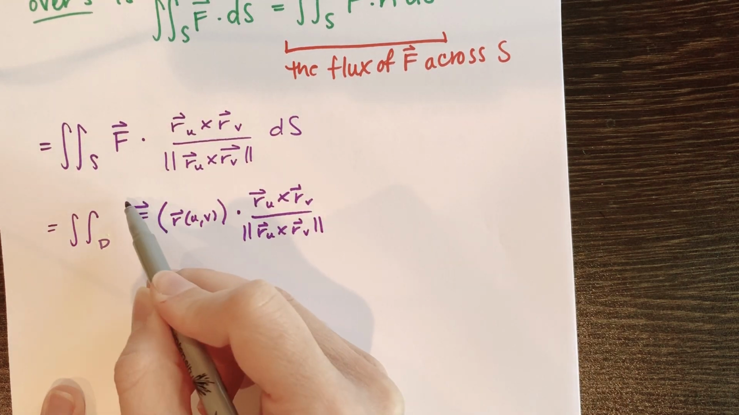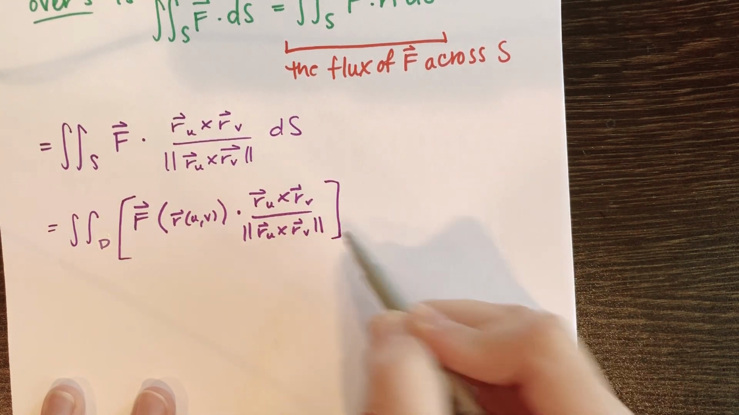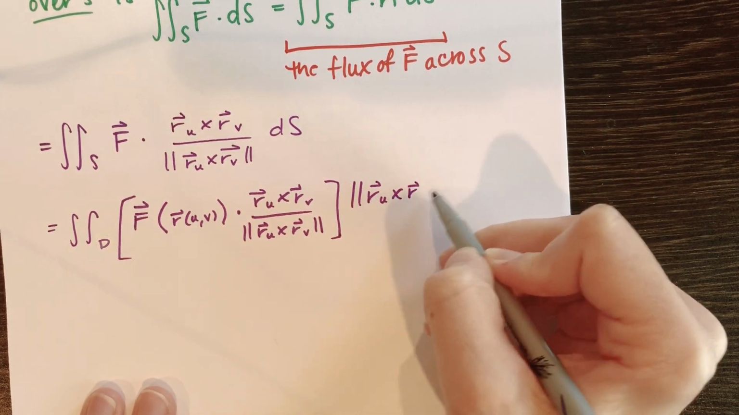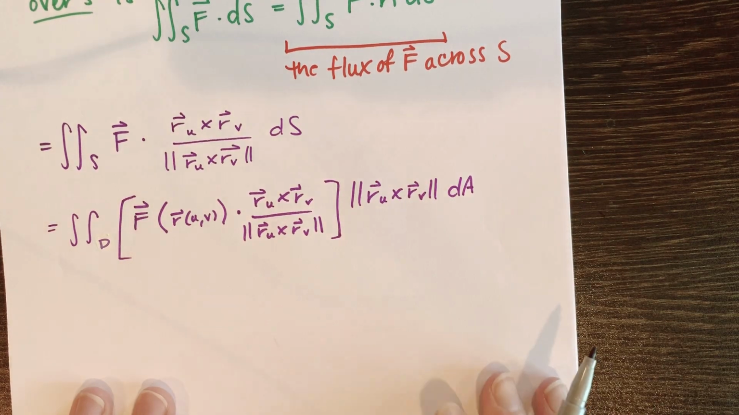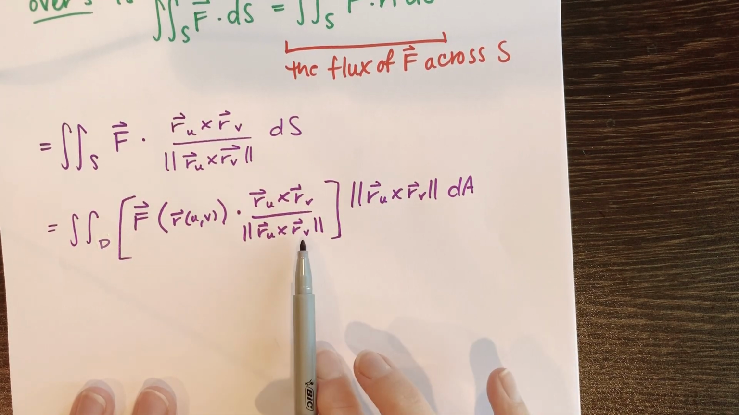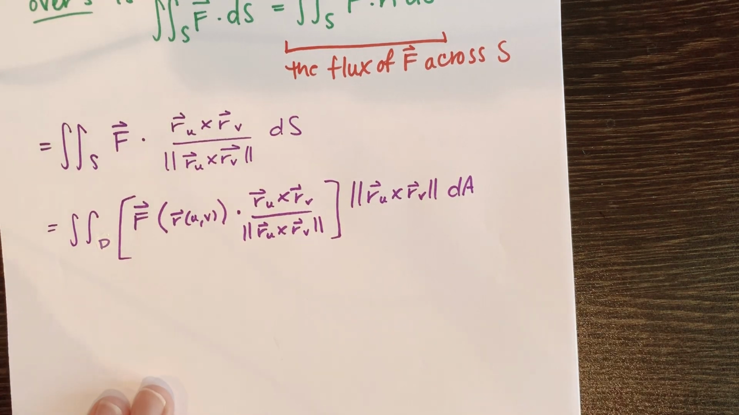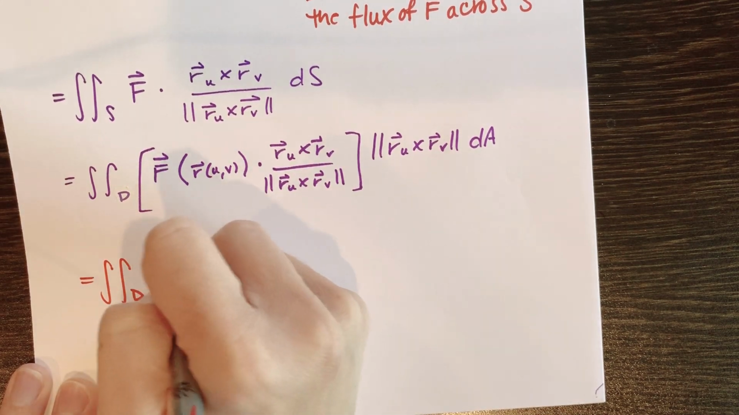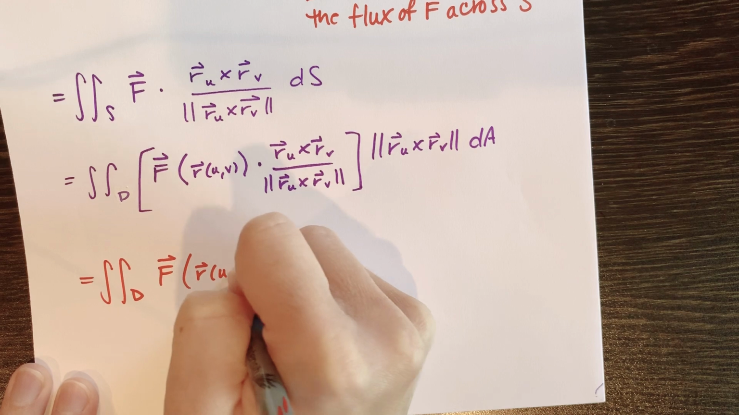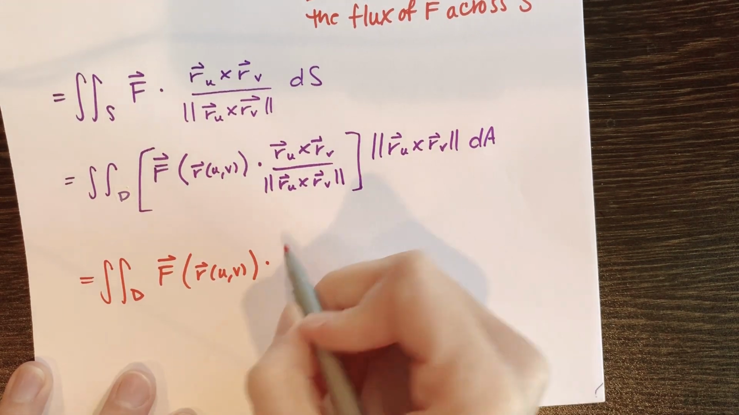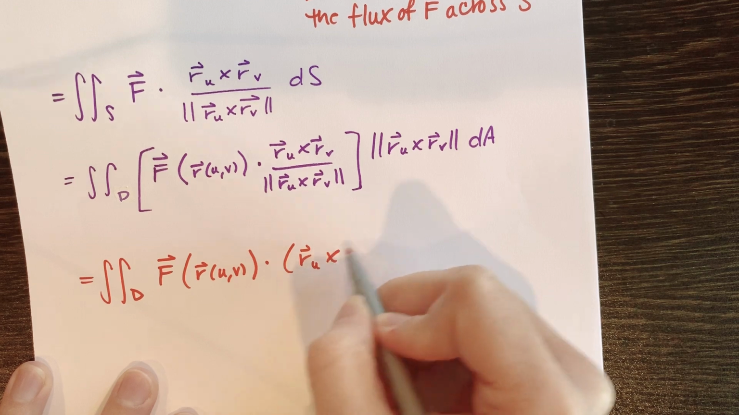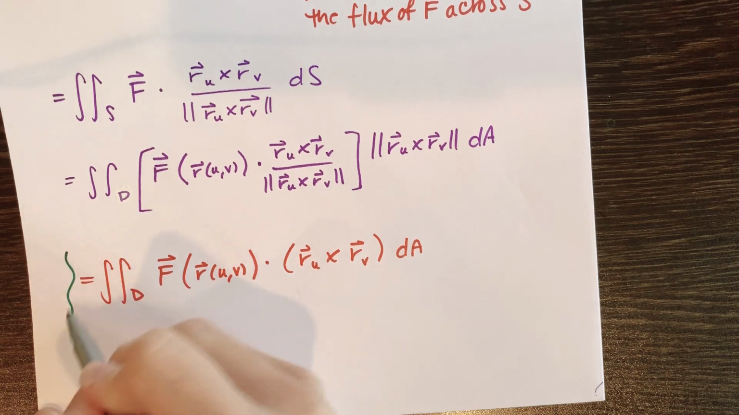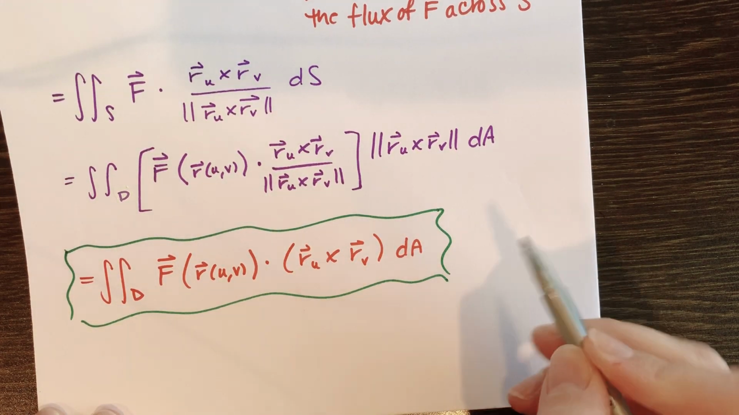But I'm replacing, and this is really in parentheses, I'm replacing dS with the magnitude dA. Well, that's really interesting because that's the same as this. So those are essentially going to cancel out. So this is what we get for our final thing here: the double integral over D of F evaluated at r of (u,v), dotted with our cross product, dA. And that's the one we want to keep in mind as we move through our examples.